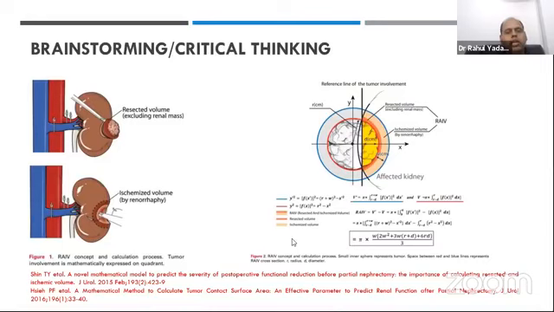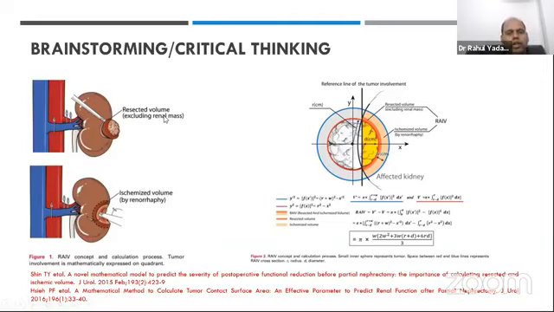Let's come to the brainstorming, critical thinking. We all know the more renal parenchyma we preserve, it is always a better thing. But does this have any objectivity to it or not? So there are two good papers concerning a mathematical model in which the group from China and Taiwan did a study on what would be the post-operative functional reduction before partial nephrectomy. The same group has published another paper in 2016. Both the papers are from the Journal of Urology. And then they correlated the renal function after partial nephrectomy.